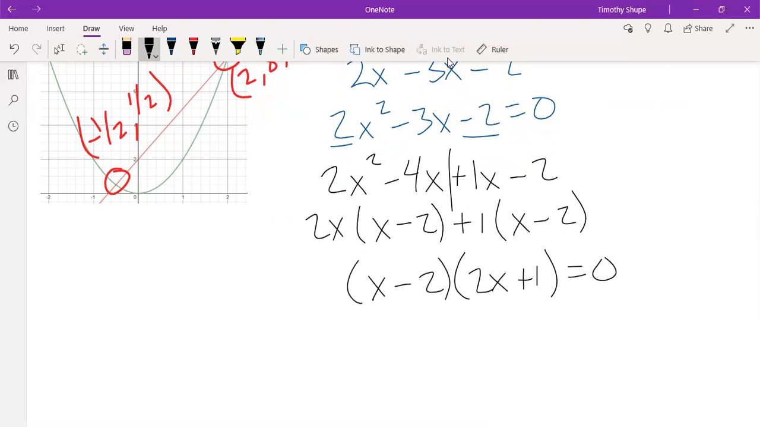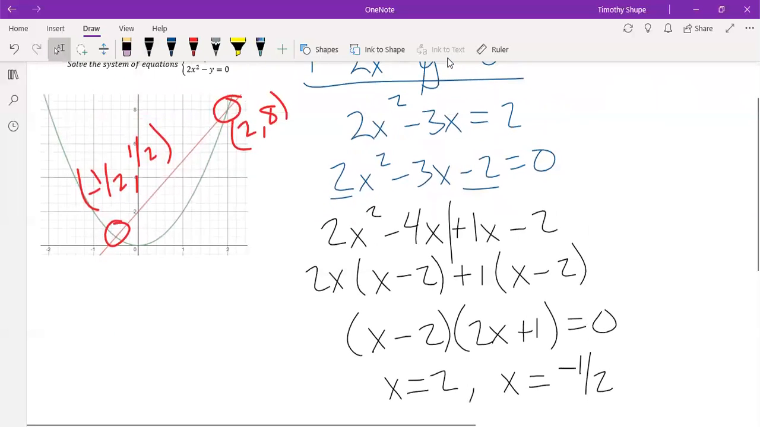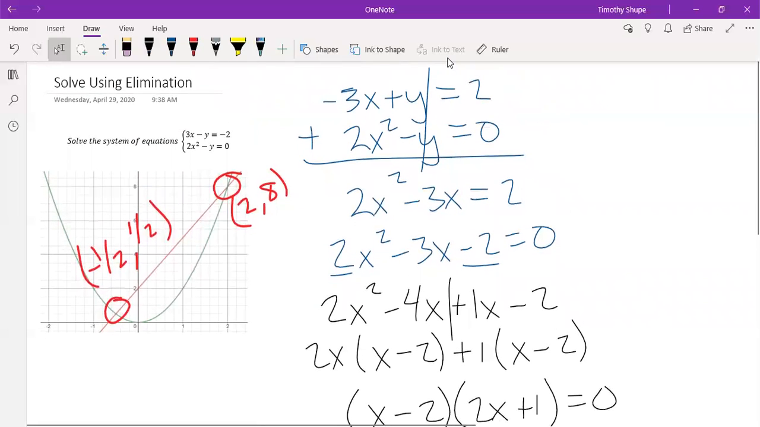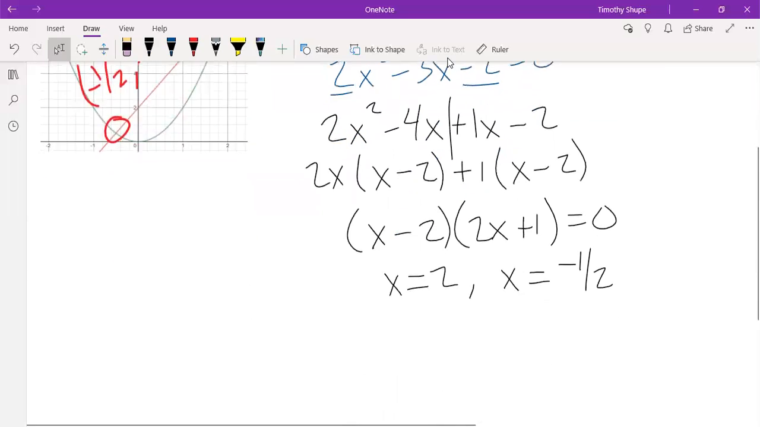To find the solutions for x, I just need to find the zeros of each of those factors. So I get x is equal to 2 off the first factor, and x is equal to -1/2 off the second factor. If I look back at my graph, x equals 2 and x equals -1/2 are the x values that we had. To find the y's, I need to plug each of those x's back into one of our original equations. I'm going to choose 3x minus y equals -2.